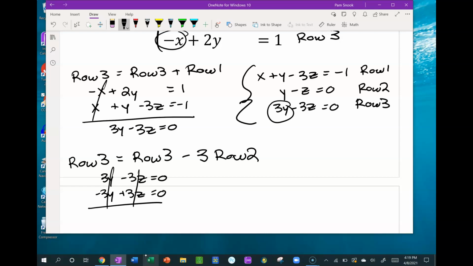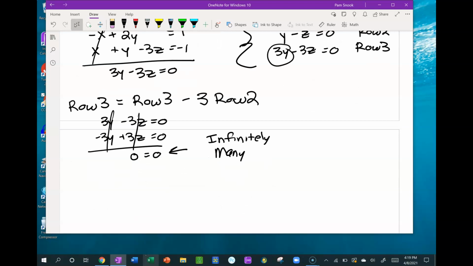Add them. The 3y's cancel out, the 3z's cancel out, so I have 0 on the left side equals 0 on the right side. So check this out. This means I have infinitely many solutions. Now we're not going to stop here because we can actually describe these solutions.